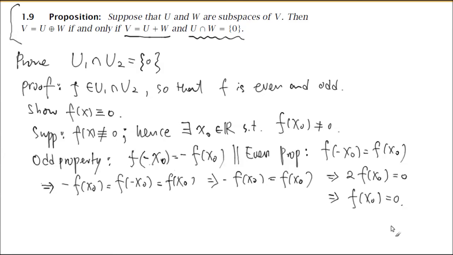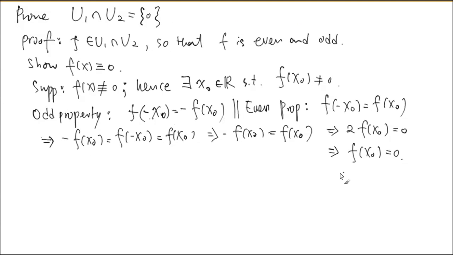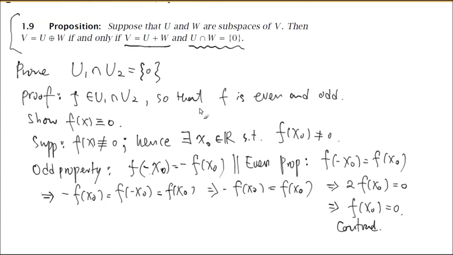So what does that prove? What is the C word you usually write down here? Contradiction, right? We started with the existence of a number that has to be non-zero, and it contradicts that. So what did we show? Using the even and odd properties at the same time, we show that it has to be the 0 function. There's no other function that is even and odd at the same time.